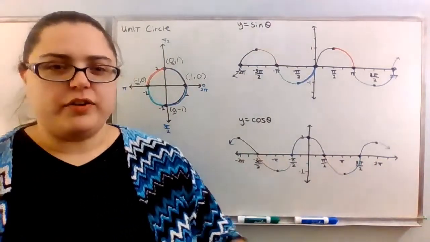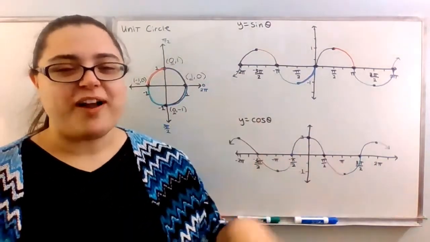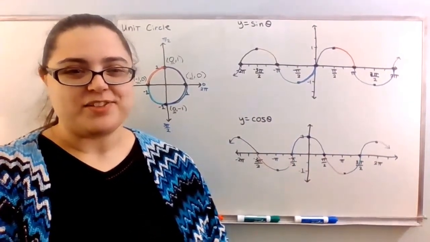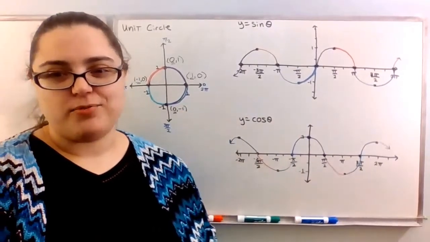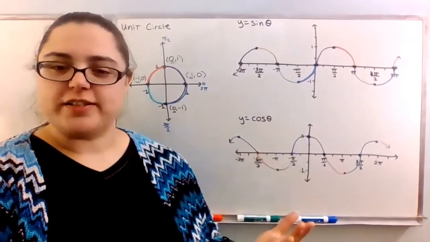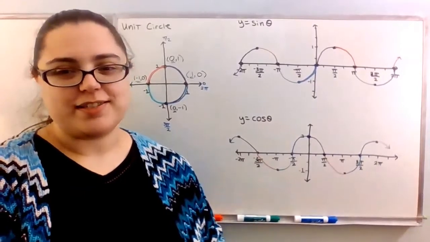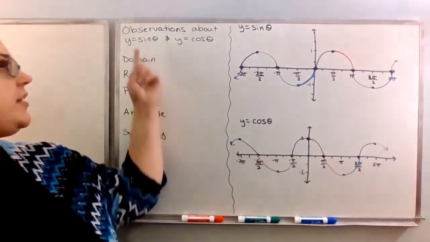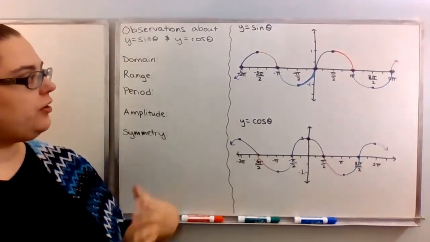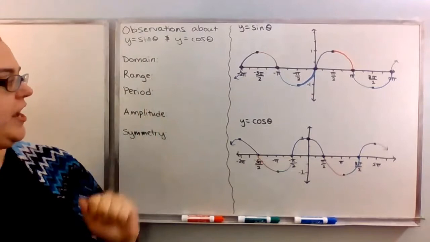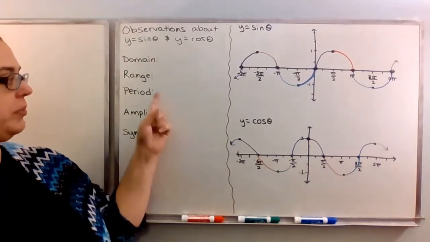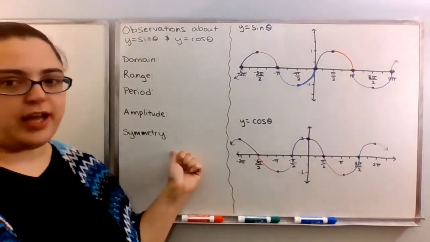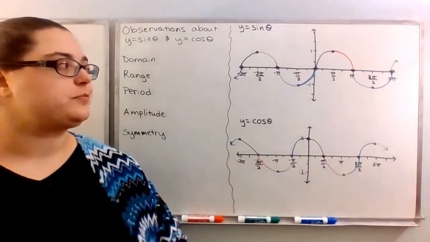So instead of just throwing out these observations, why don't we give ourselves a space to write them down? So I'm going to erase this unit circle and then write some spots where we can try and find some observations about these two functions. All right, so let's look at some observations we can make about sine and cosine. We're going to start out by stating the domain and the range, and then we'll talk about the period and the amplitude for these two functions and what those words mean. And then we'll also look at any symmetry that these functions have.